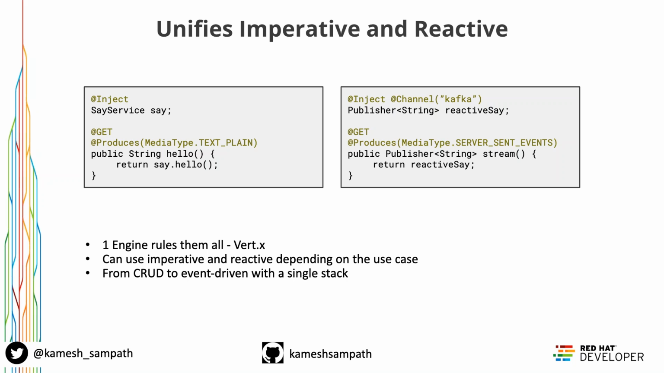So what we did with Quarkus is that we kind of unified both things. There's going to be one build-time framework called Quarkus, which can run both your imperative and reactive programming. That's the comparison that you see here. So I'm going to inject a channel, Kafka, where it's going to react to streams.